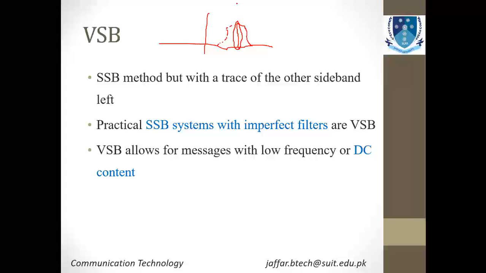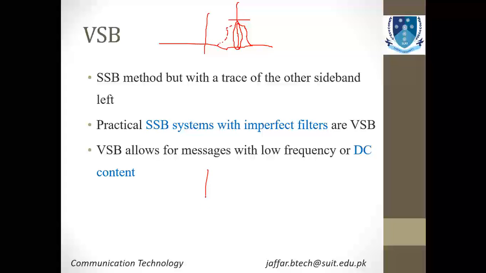Ideally it is not possible to cut the frequency, or the filter is not performing at such a sharp cutting edge. So their systems are not perfect. There is not perfect filtration. Practically in SSB systems there are filters that are imperfect, and this imperfect filtration is known as vestigial sideband. So VSB allows the messages from the lower frequency or the DC content as well.